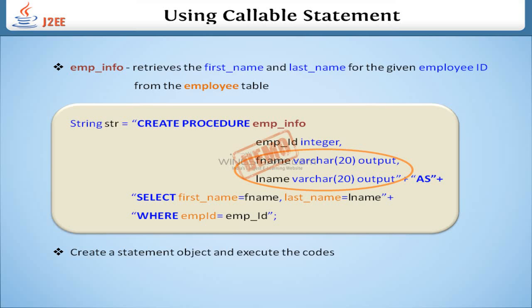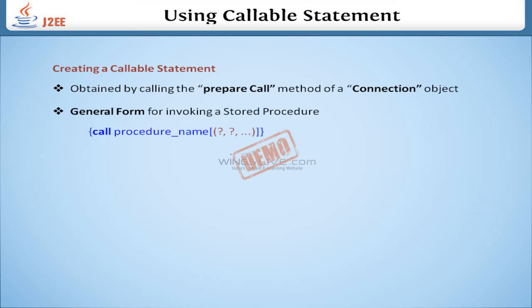Before creating a statement, let's have a look at how to create a callable statement for calling the stored procedure. A callable statement is obtained by calling the prepareCall method of a connection object. Here is the general form for invoking a stored procedure in JDBC. In this, the square brackets indicate that the parameters inside them are optional. The question mark acts as the placeholder for in parameters, as we discussed earlier.